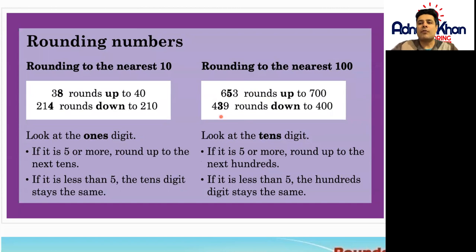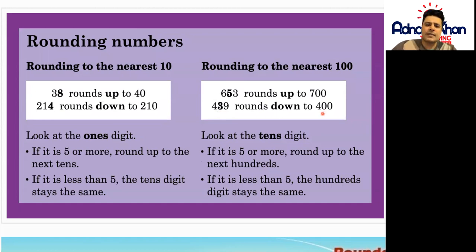Now let's round 439 to the nearest 100. So is this number going to be closer to 400 or 500? So the number that's right in between 400 and 500 is 450. So 439 is less than 450. So in this case, 439 will be rounded down to 400.